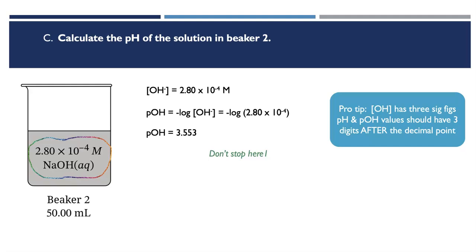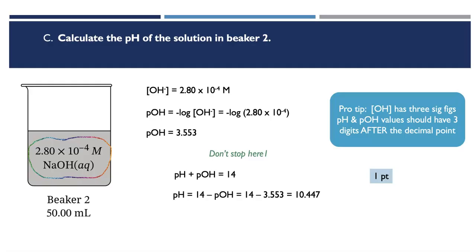You can't do this calculation in one step. There are 2 parts to the calculation. If you stop here, which many students did, you're really just reporting a pOH. So I did it by using the relationship pH plus pOH equals 14. So if I subtract my pOH from 14, I get a pH of 10.447. And that's what you needed to do to earn 1 point.